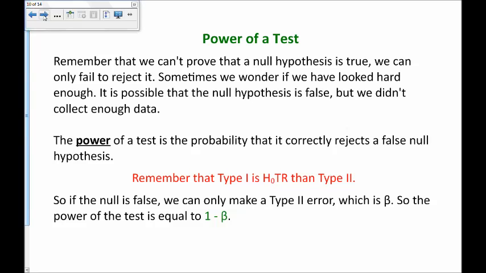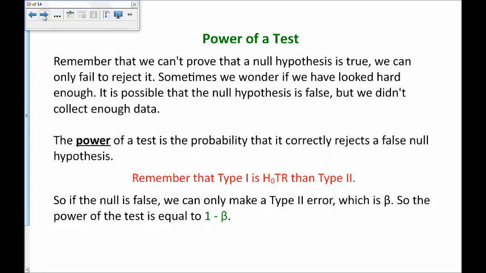But sometimes we wonder if we've looked hard enough, meaning it is possible that the null hypothesis is false, but we didn't collect enough data, and so we are left assuming that it might be true when it really is false and we didn't look hard enough. Okay? The power of a test is the probability that it correctly rejects a false null hypothesis.